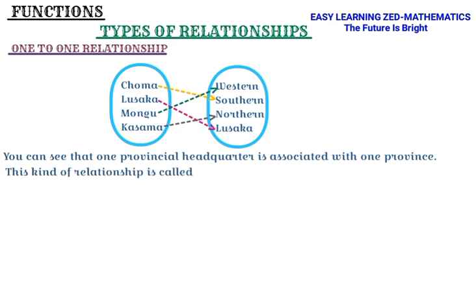This kind of relationship is called one-to-one relationship. So this is how you can do it. Just a matter of checking how these elements are connected to other elements in other sets. Okay, now let's go and look at another type of relation.